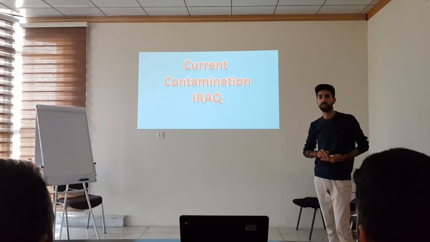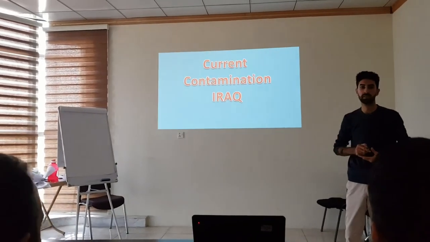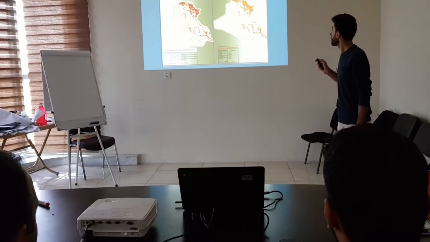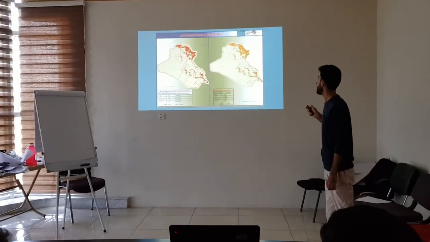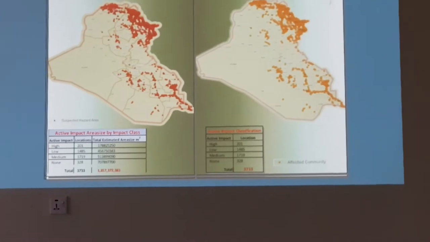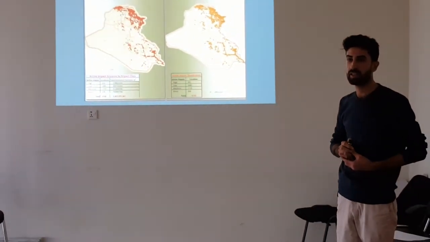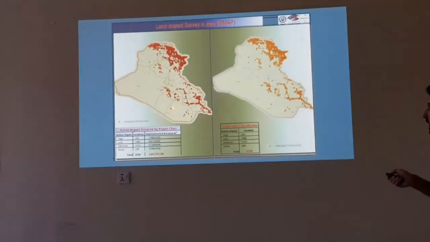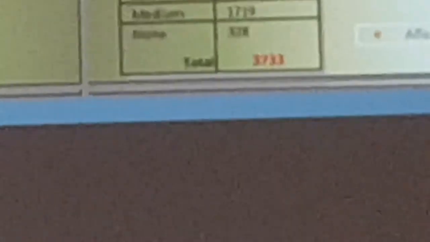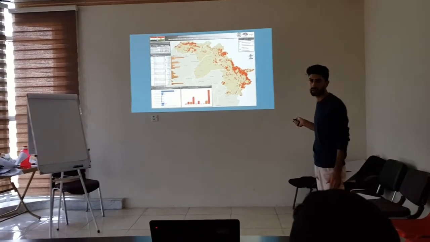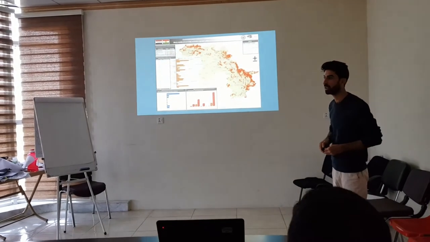Does anyone have information about contamination in Iraq or where mines could be seen in Iraq? No? Okay. Here we have a map from the Information Management Mine Action. You see, along the border of Iraq between us and Iran, due to the war in 1980, they put a lot of mines in the north and south of Iraq, along the border and in the southern part of Iraq. In Kurdistan, there are mines on the border between Kurdistan and Iran and Kurdistan and Turkey due to the different conflicts between them.